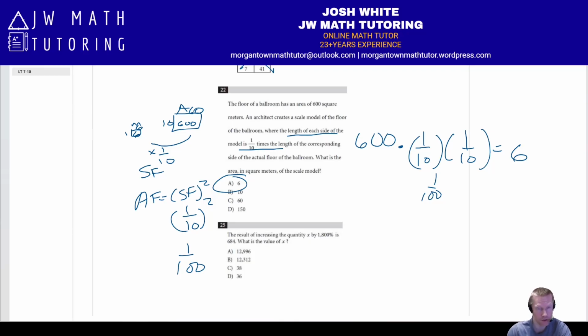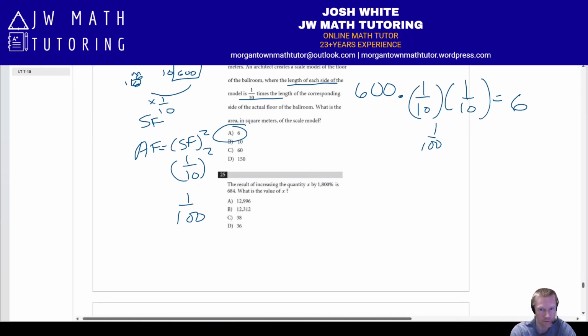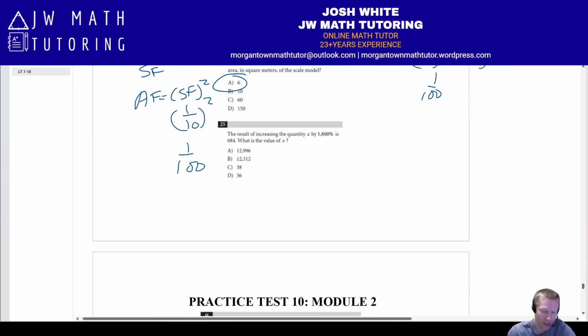Again, it might be easier to think of it this way when you're using actual numbers instead of, like, scale factor and area factor and so on. So if you want to do it that way, totally fine as well. All right, let's look at 25 now.